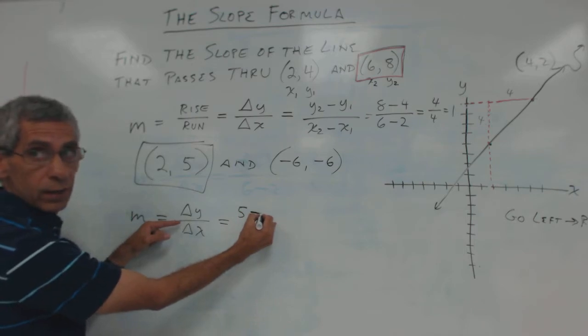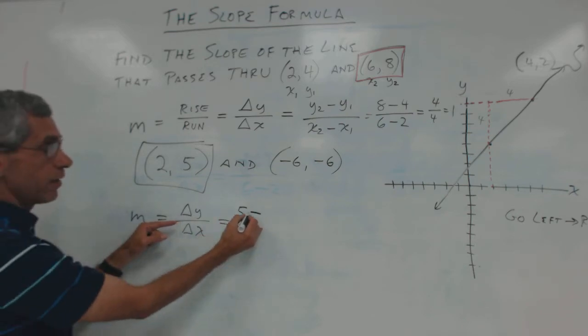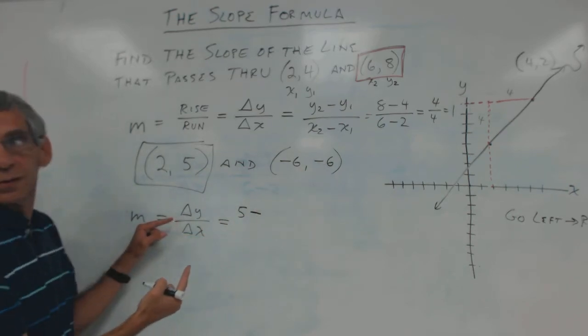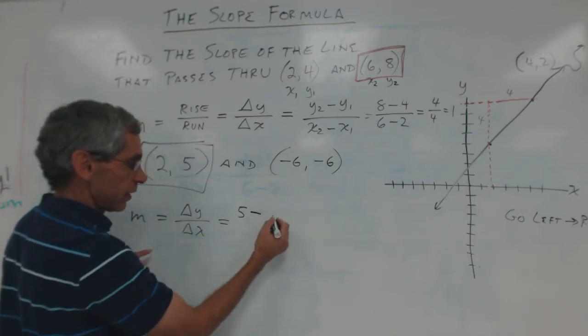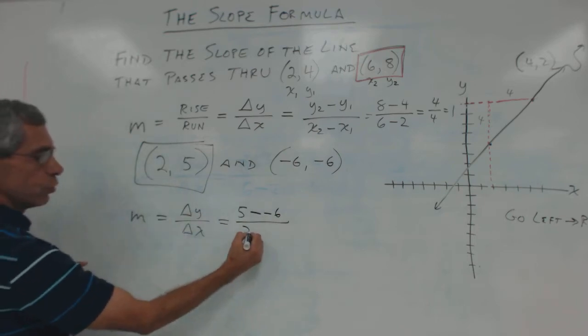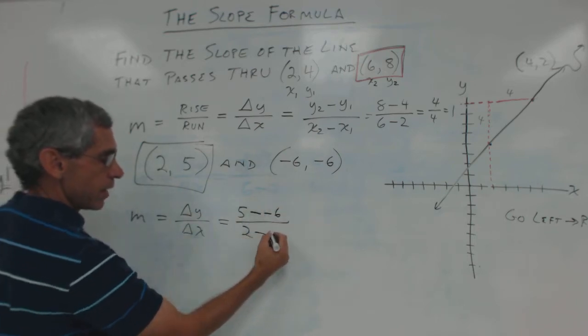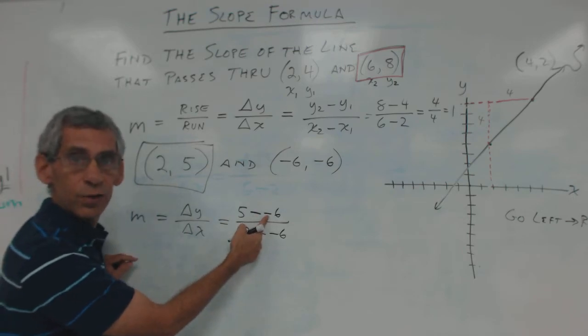This is the classic mistake. People go 5 minus 6. No. It's 5 minus, then you look at the point. It's 5 minus a negative 6, over parentheses around 2 minus a negative 6.